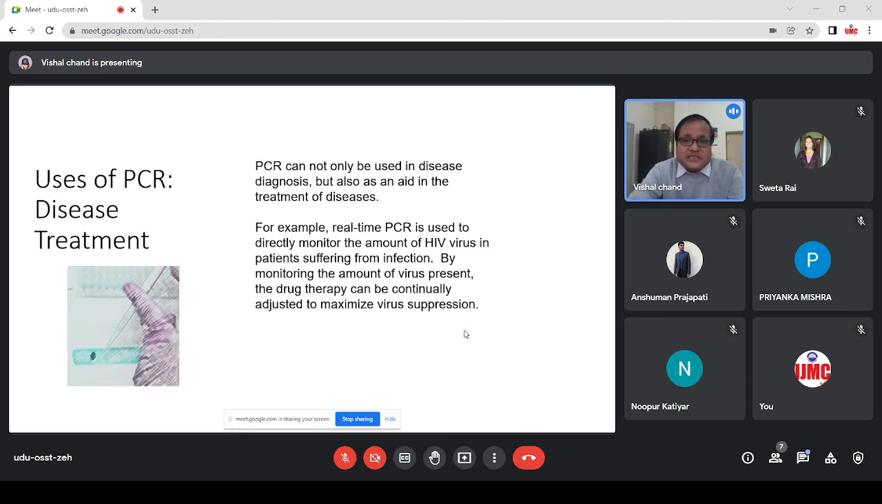In the treatment also, PCR can be used not only in disease diagnosis but also in the treatment of the disease. For example, real-time PCR is used to directly monitor the amount of HIV virus in a patient suffering from infection. By monitoring the amount of virus present, the drug therapies can be continually adjusted to maximize virus suppression. So this is how it can help in disease treatment also. Just by seeing the infection of any virus or bacteria, we can increase or decrease the drugs, and through this we can get the disease treatment also.